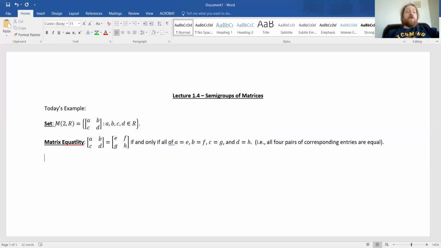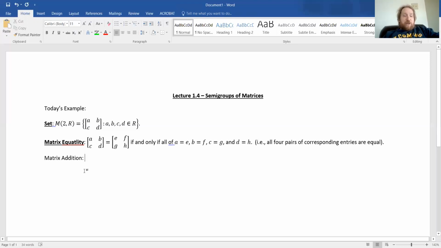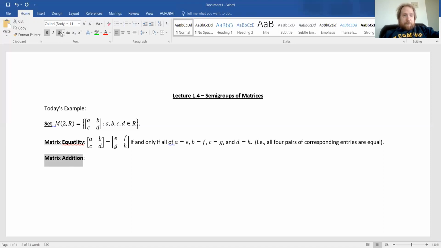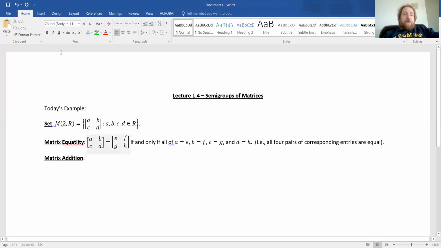Now, there are two operations that we're going to look at. One that is very intuitive and one that is very not intuitive. Either of these operations will make an algebraic structure. And the two operations that we're going to look at are matrix addition, which we define as follows.